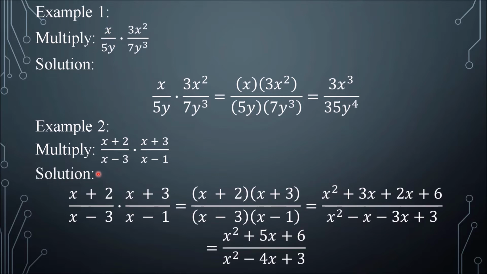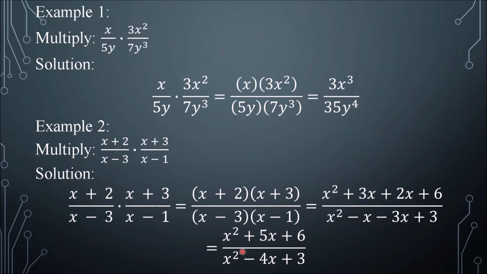Next, number 2. Multiply x plus 2 over x minus 3 times x plus 3 over x minus 1. So combining the numerators, x plus 2 times x plus 3. X minus 3 times x minus 1 for the denominator. Now, multiplying this using FOIL method, we have x times x, x squared, x times 3, 3x, 2 times x, 2x, 2 times 3, 6.